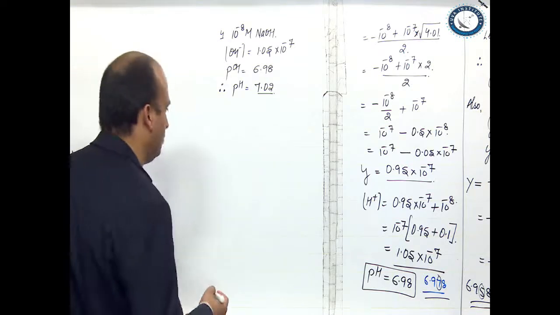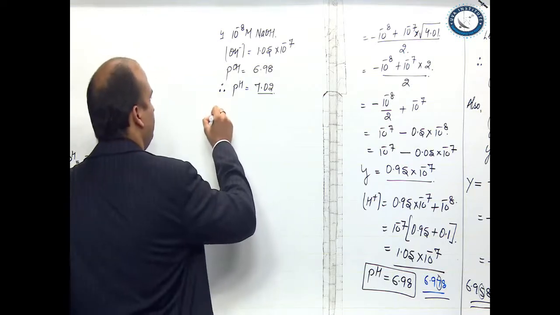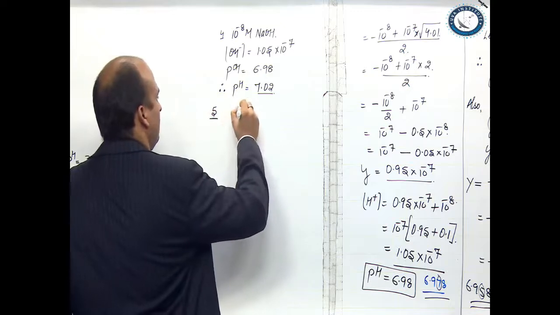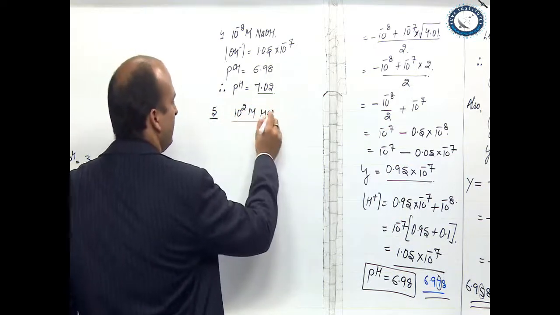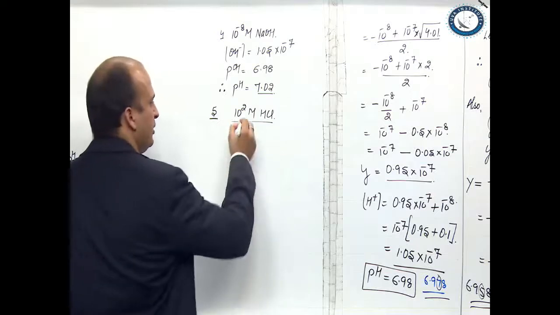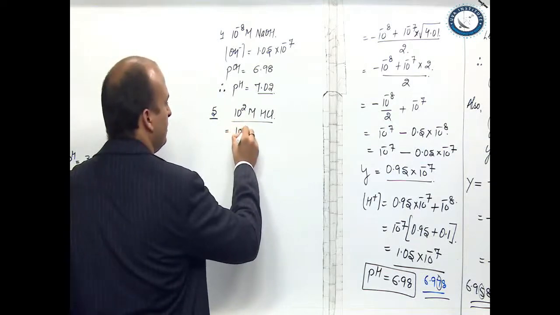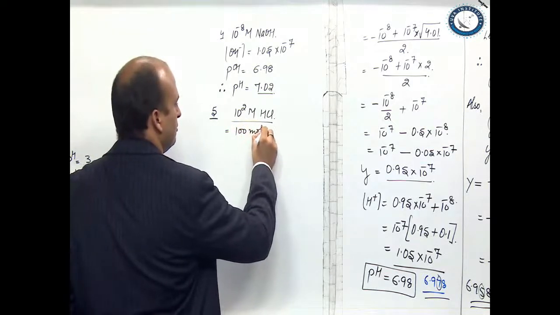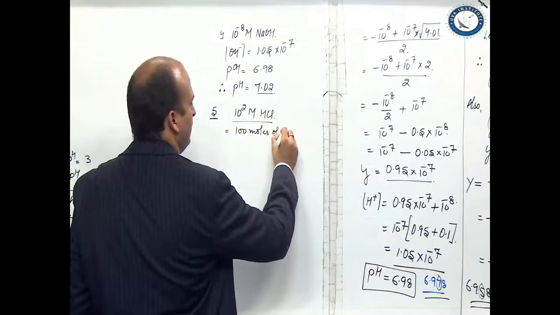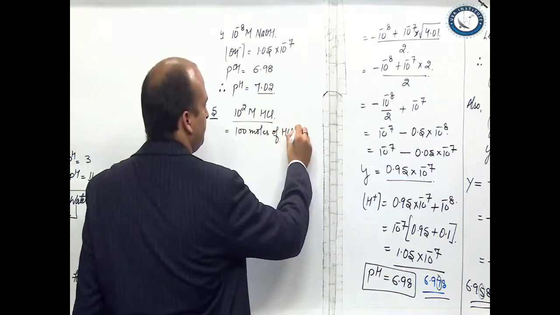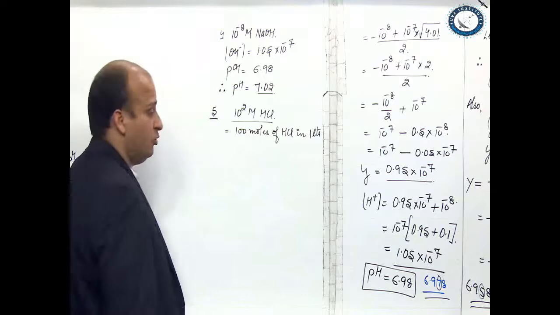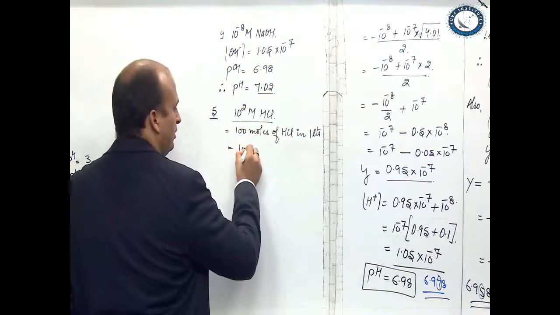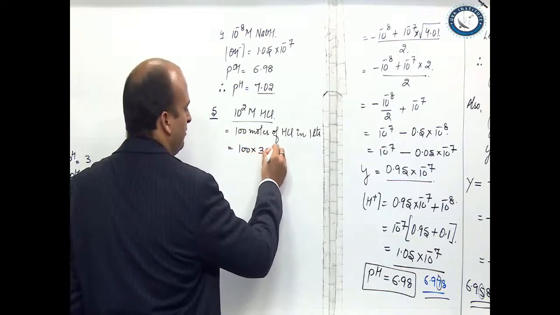Okay, now let's go to the fifth question. I am saying 10 raised to power 2 molar HCl. See, let's try to understand what is the meaning of this. 10 raised to power 2 molar means 100 moles of HCl in 1 liter. 100 moles. 1 mole is 36.5 grams.